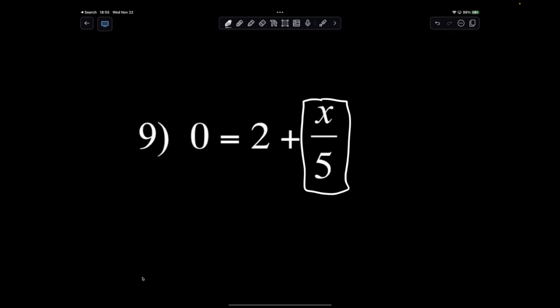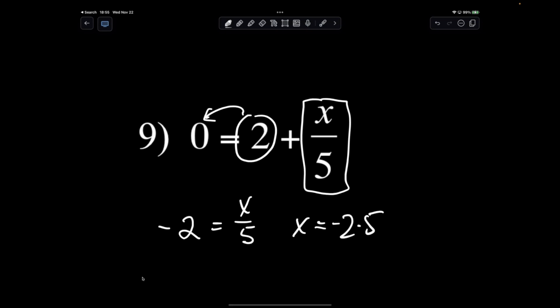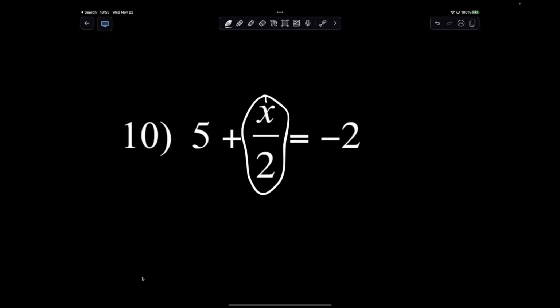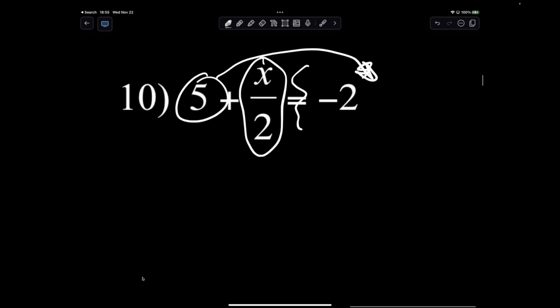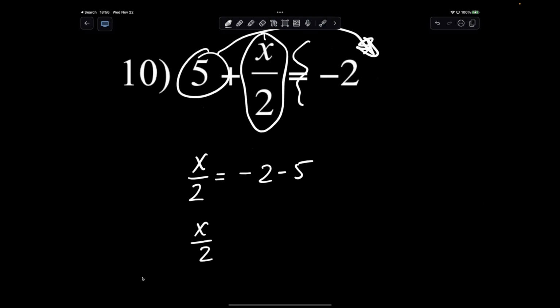X plus 5 kept on the right. This goes to the left as a negative. Negative 2 equals x over 5. X is king. Negative 2 times 5, x equals negative 10. X plus 2, keep it where it is. Grab 5, cross the line, change the sign. So x over 2 equals negative 2 and negative 5. So that's going to be negative 7. Half of x equals negative 7. X is king, so x is going to be negative 7 times 2, negative 14.